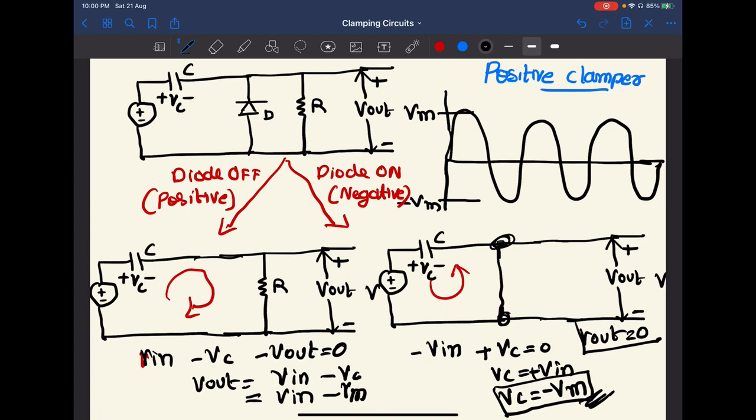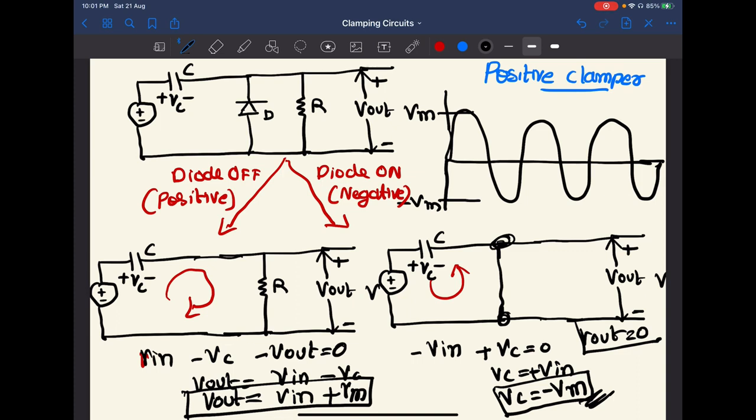During the negative cycle, the capacitor will be charged to a negative value. So Vc equal to minus Vm. As we are substituting here, for Vc we put minus Vm, so it will be plus Vm, okay. Please keep in mind, V out is V in plus Vm. Using this equation, we are plotting our output waveform.